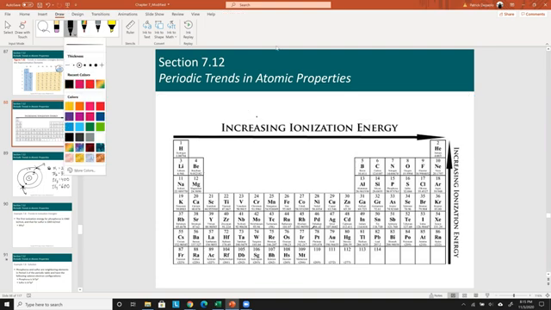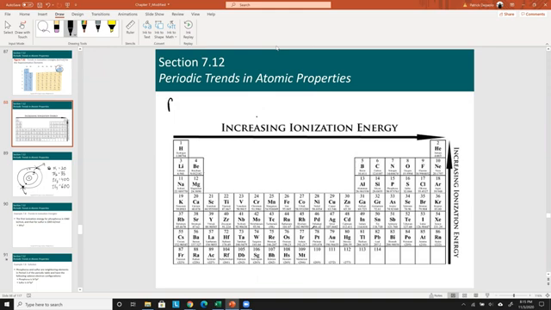So if you have a period 3 element, so period 3, we're right here, that has a first ionization energy of 50 or 40, a second ionization energy of 70, and a third ionization energy of 4,000. Which period 3 element is that most likely going to be?